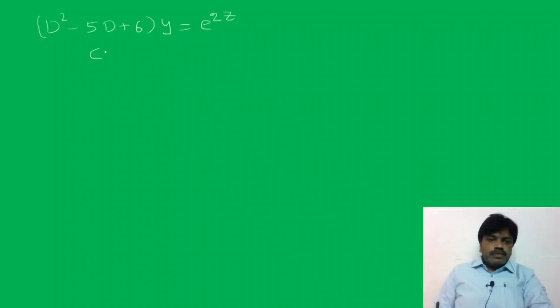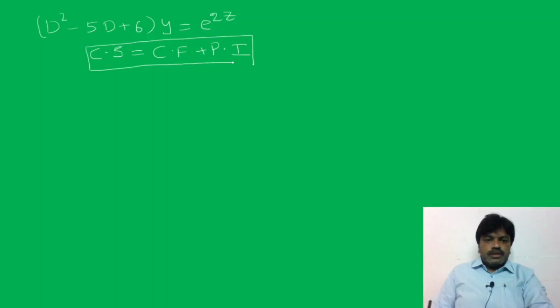So what is the complete solution here? Complete solution: complementary function plus particular integral. Okay, friends, complementary function plus particular integral. Again, what is the complementary function? It is already in symbolic form. So you write the auxiliary equation. What, friends? Auxiliary equation: the y coefficient, that is equal to 0. So we get d square minus 5d plus 6, that is equal to 0.